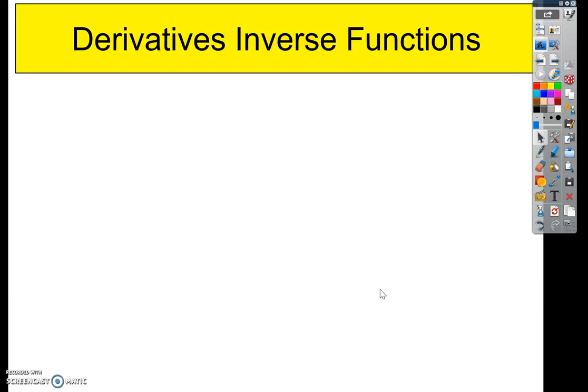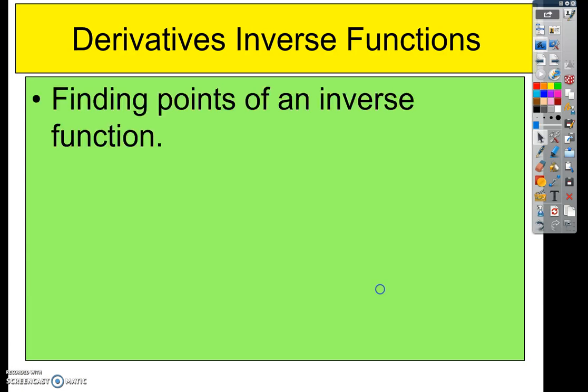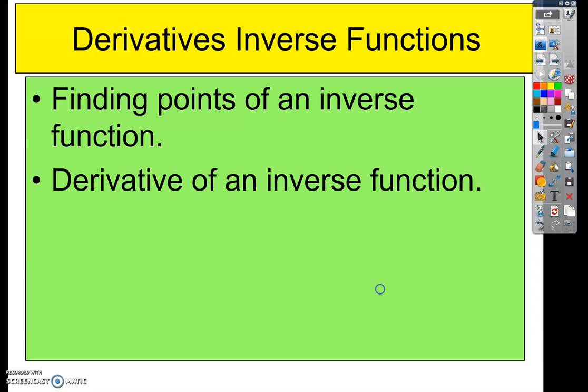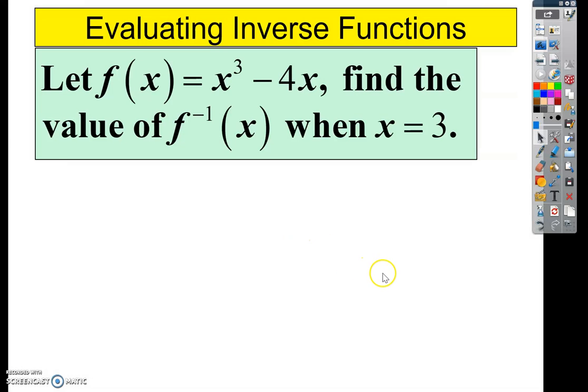Okay, so today we're going to be talking about derivatives of inverse functions, which includes finding points of an inverse, which was what 5.3a was about, and then the derivative of an inverse function, which is the new part. And what's really cool is how easy it actually is.